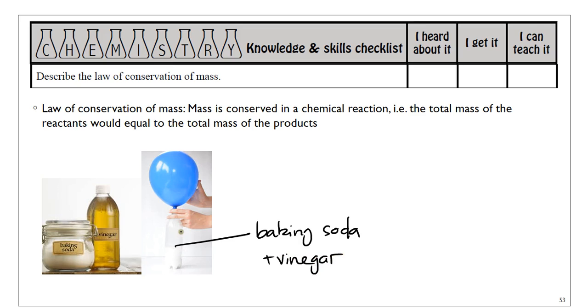So once the reaction is completed, what you have in the bottle is no longer baking soda and vinegar. You're going to have an ionic compound, and then there's some gas released in the form of carbon dioxide. But all the products that you're going to get, the mass of all of these should equal the mass of the baking soda and vinegar that you put in in the first place. So that is the law of conservation of mass.